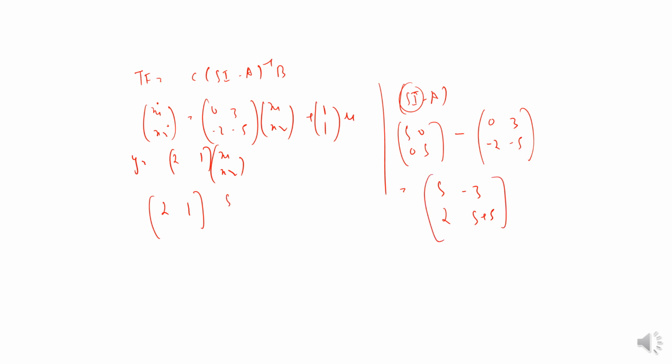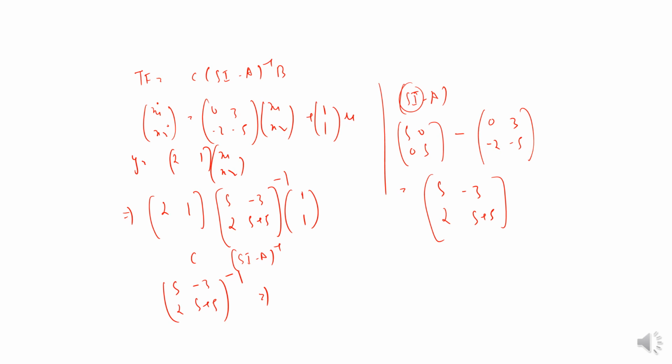So C times (sI minus A) whole inverse, where sI minus A is s, minus 3, 2, s plus 5, times B. What is B? 1, 1. So now we have to find this. Before starting, let us find the inverse of s, minus 3, 2, s plus 5. We have also discussed this earlier in previous videos. The link of that video will be in the description.